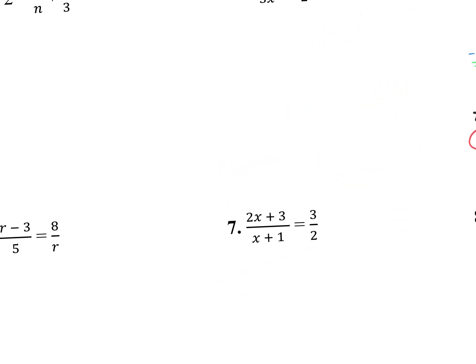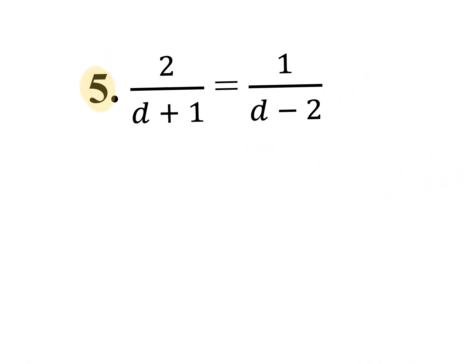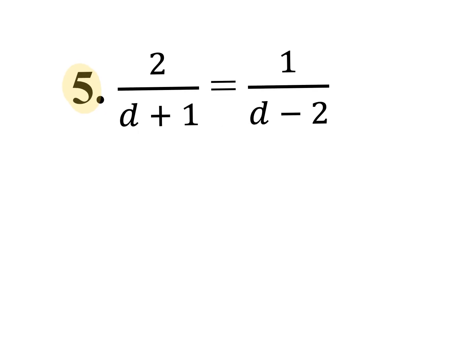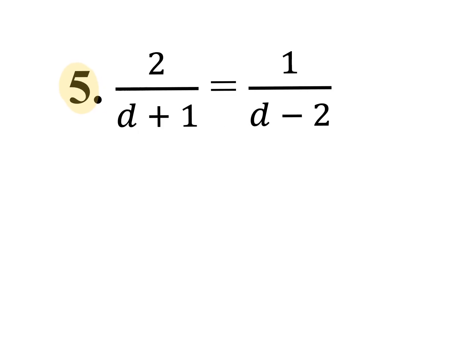Let's move on to number 5. Again, it's a proportion. You could cross multiply, or you could just get rid of one fraction at a time. Which one do you want to get rid of first, the left one or the right one? You pick. Left? Okay. I'm going to get rid of that d plus 1 on the bottom by multiplying by d plus 1 up here on top.